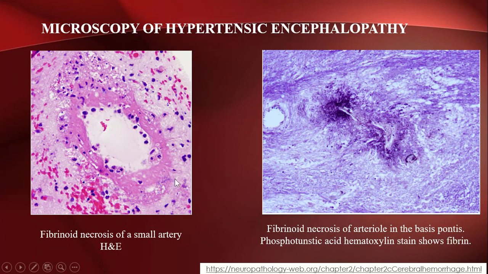Here is the microscopy of hypertensive encephalopathy. Here you see the fibrinoid necrosis of a small artery and the fibrinoid necrosis of arterioles in the basis pontis. This is a special staining. The phosphotungstic acid hematoxylin stain shows the fibrin.